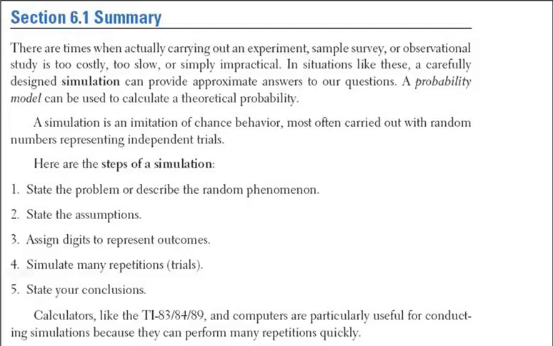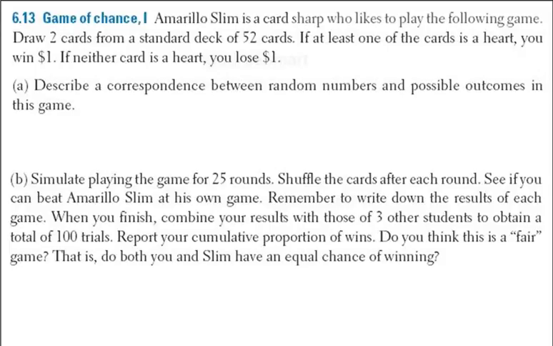This is also in your book, but these are the big ideas from section 6.1. Let's take a look at some of the problems that you would have to face. In your book, you've got problem 6.13. You can pause this and read the problem. They ask you to describe a correspondence, and we're talking about a deck of cards. So we've got 52 cards, so we could let the numbers 1 through 13 represent a heart, and the numbers 14 through 52 represent a not heart, and then we could just pick random numbers.